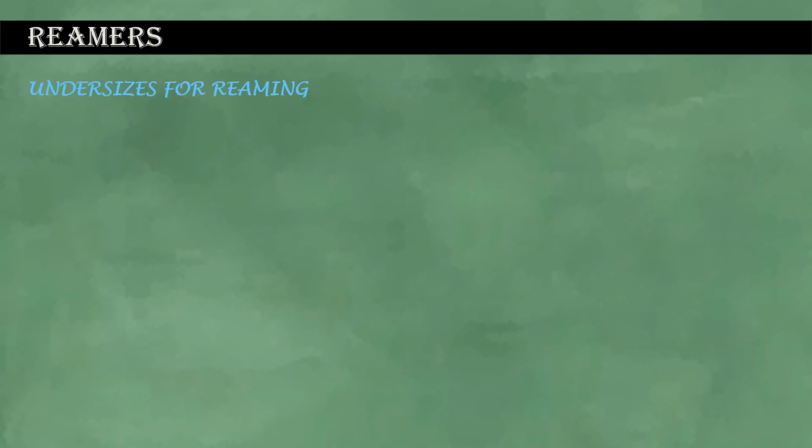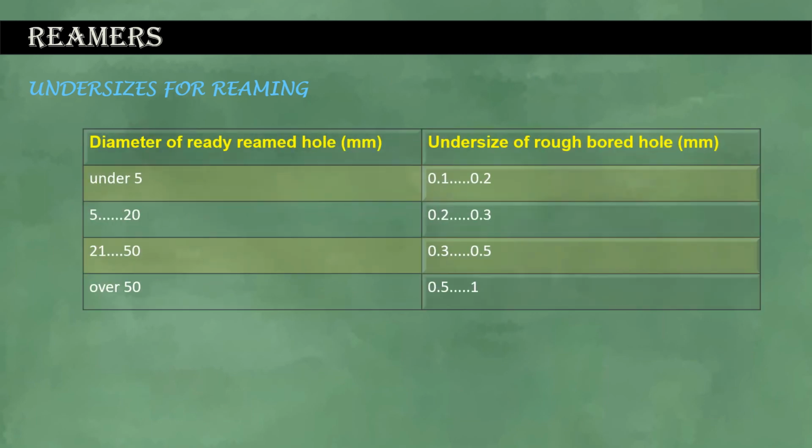Undersizes for reaming. Diameter of ready reamed hole, mm. Undersize of rough bored hole, mm. Under 5: 0.1 to 0.2. From 5 to 20: 0.2 to 0.3. From 21 to 50: 0.3 to 0.5. Over 50: 0.5 to 1.